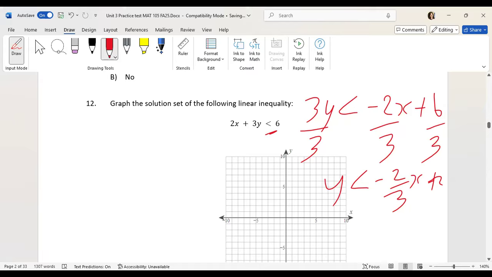So I'm going to sketch the line. The y-intercept is 2, so let's make it 2 right here. I plot the y-intercept. And then the slope is negative 2 over 3. I'll go down 2 and over 3. Go down 2, and I am at the origin, and go over 3. 3 is somewhere here. And then I join the 2 points, because 2 points make a line.